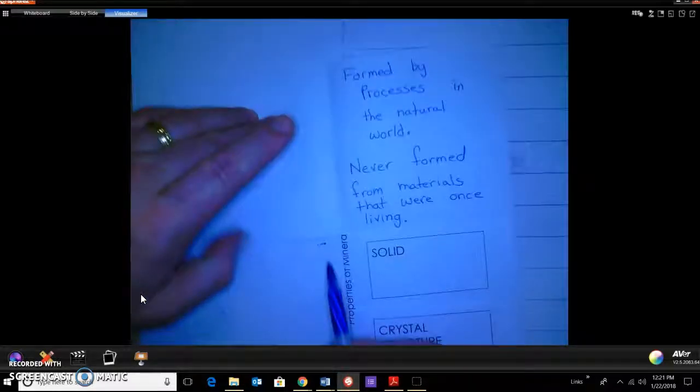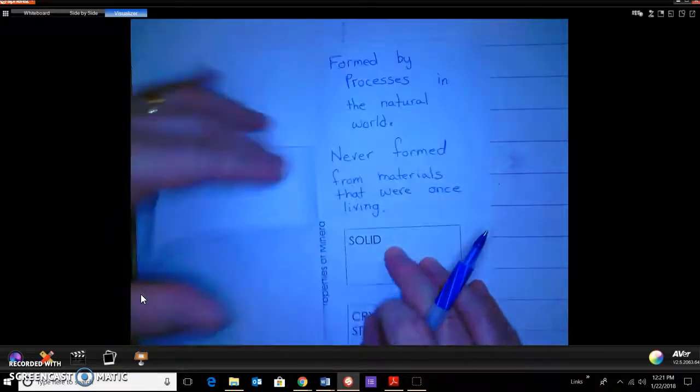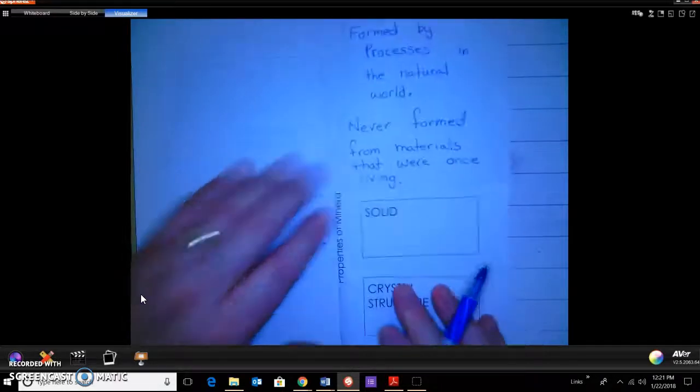If your hand was up for organic, you are right. That came from a living thing, like tree bark or leaves, debris that falls from a tree, or even grass. That stuff is all organic. So that would not be something that is a mineral. So again, go back to the tab, open it up. Remember, inorganic, that's stuff that's never formed from materials that were once living.